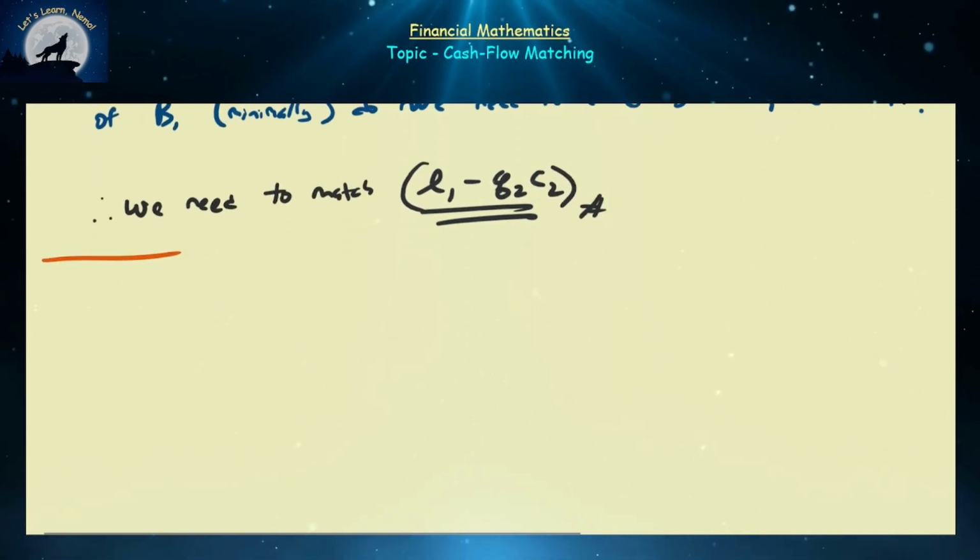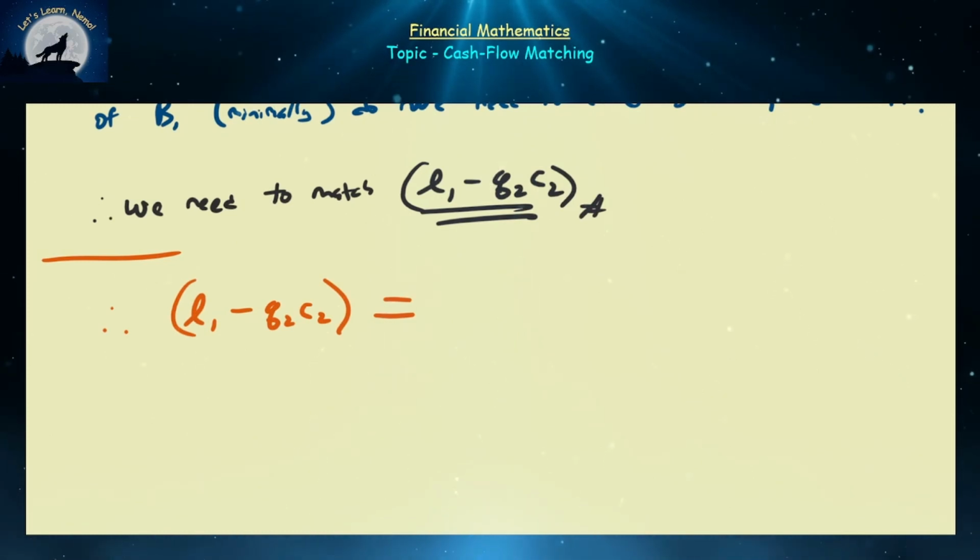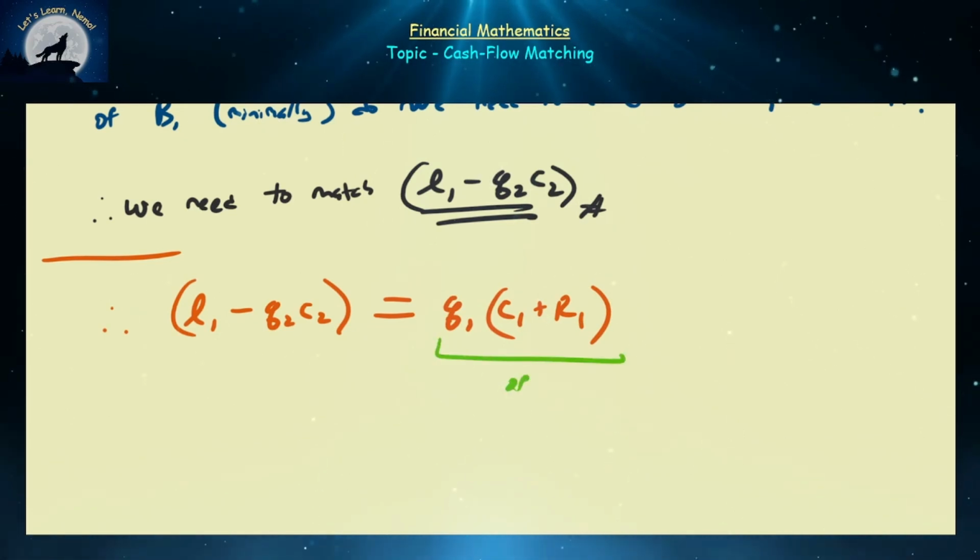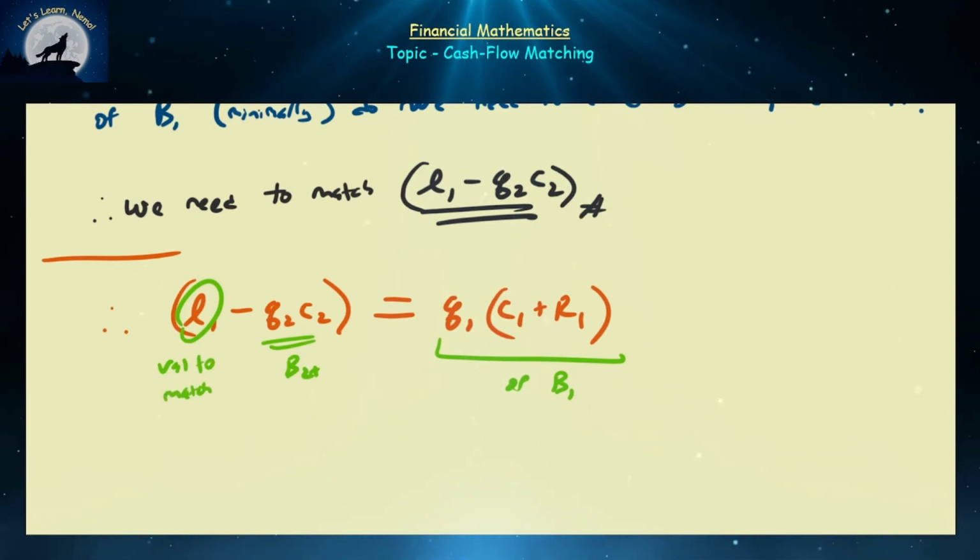So, therefore, what's the equation that we need to solve? We have L1 minus Q2 C2 must be matched to the payments that occur at time t = 1, which is going to be equal to our bond 1. So it's going to be equal to C1 plus R1 times the number of quantities of B1 that we actually buy. And keep in mind, this is only associated to bond number 1, and this is obviously associated to bond number 2 or higher, but technically there's nothing else. So that's our liability value to match.